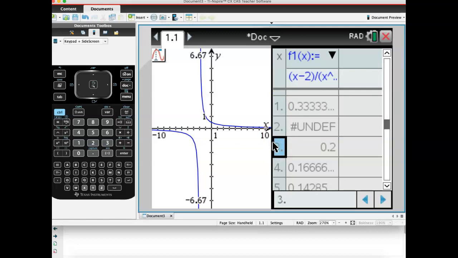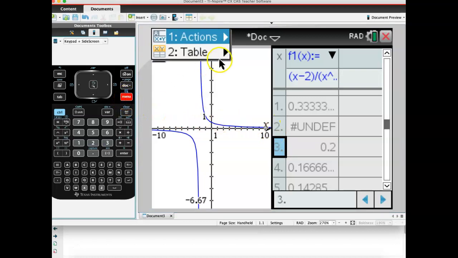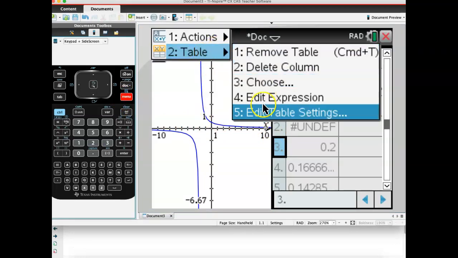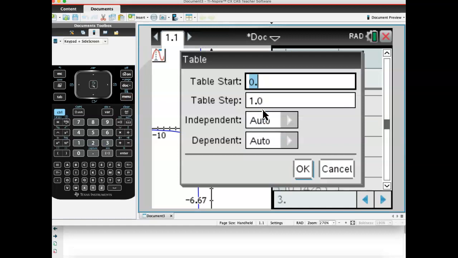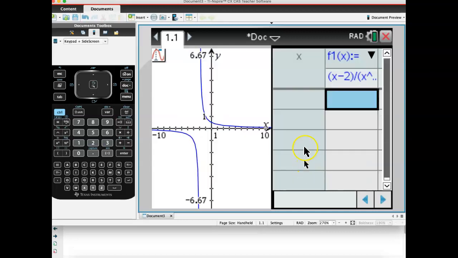My smartboard is not responding to me. That is not good. So I need to go into my settings. Oh, I know why it's not. No, I don't. So I need to go into my table, edit my table settings. You can change your start, stop. How about we just go into ask for independent variable and hit OK.